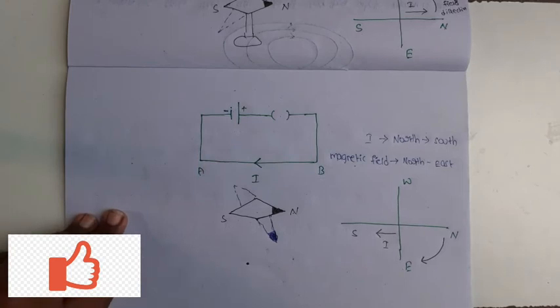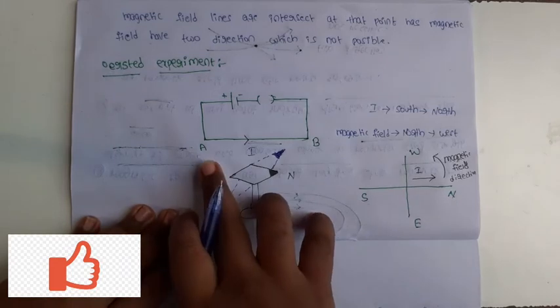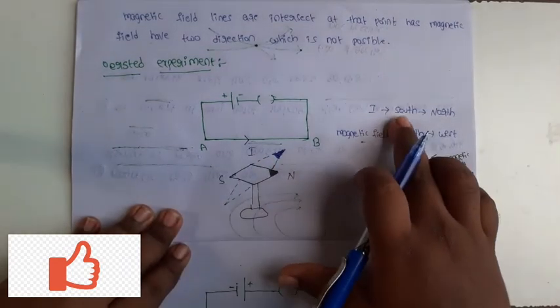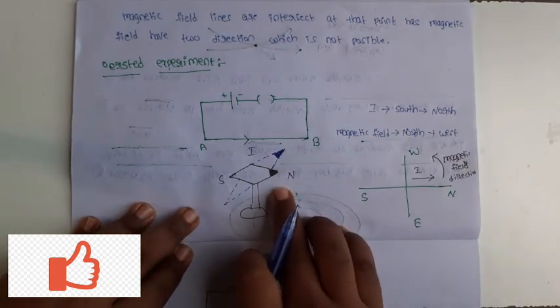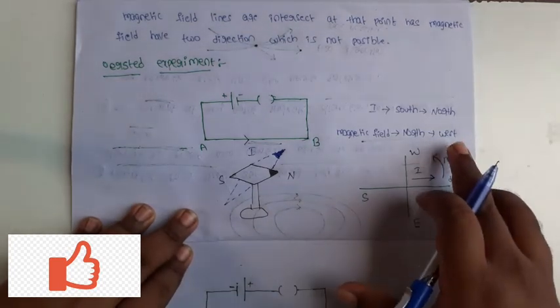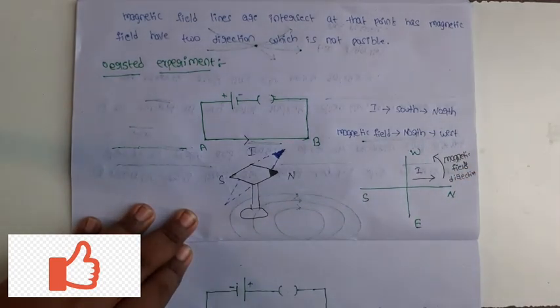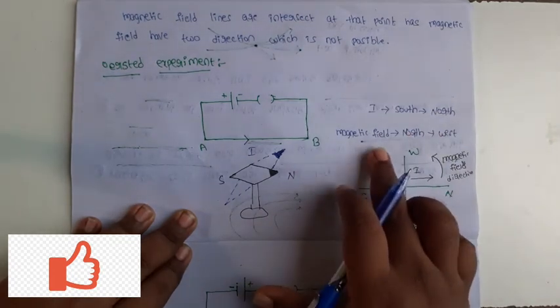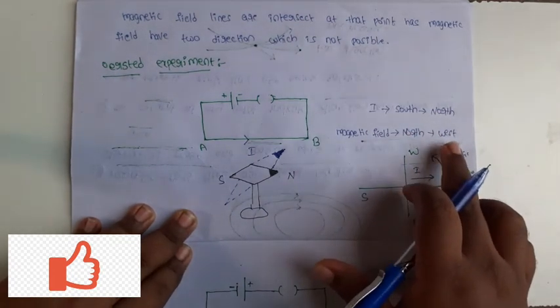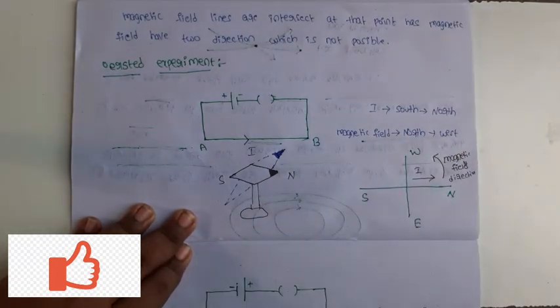These are the two observations given by Oersted. What is the first observation? The first observation is when current flows in the electric wire from south to north direction, then the magnetic needle will be deflected from north to west direction, or towards the west direction. That is the first point.